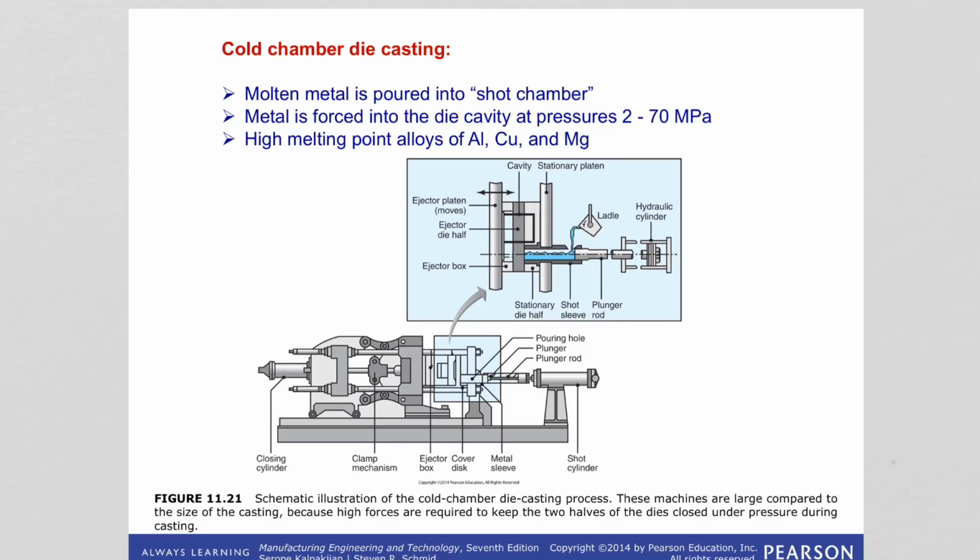The die is closed and the molten metal is poured into the chamber. The plunger forces the metal to flow into the die, maintaining the pressure during cooling and solidification. Then the plunger is withdrawn, the die is opened, and the part is ejected.